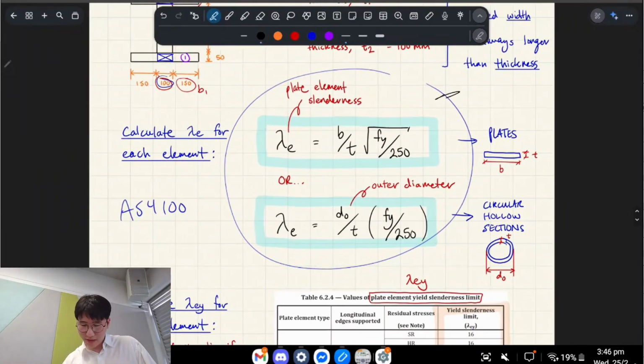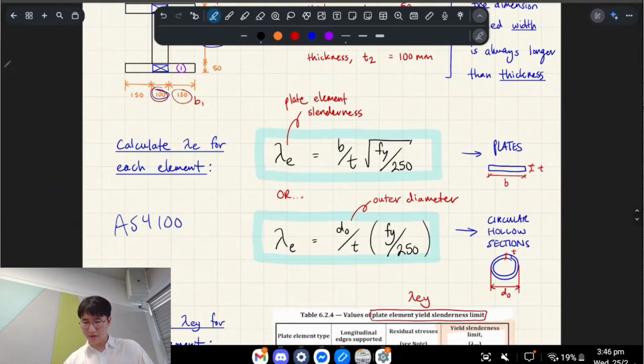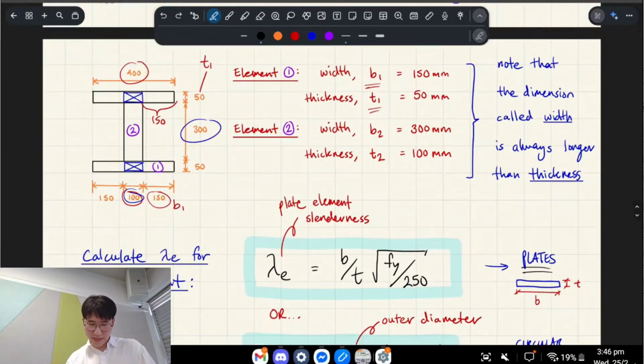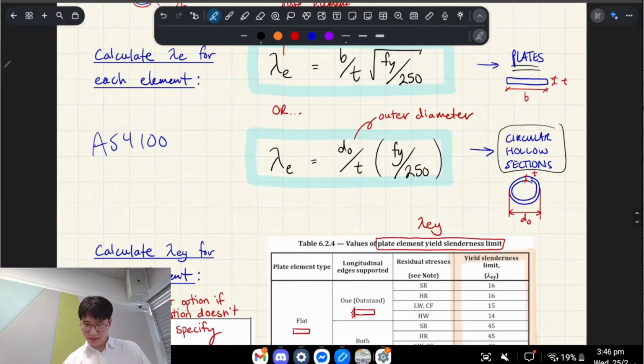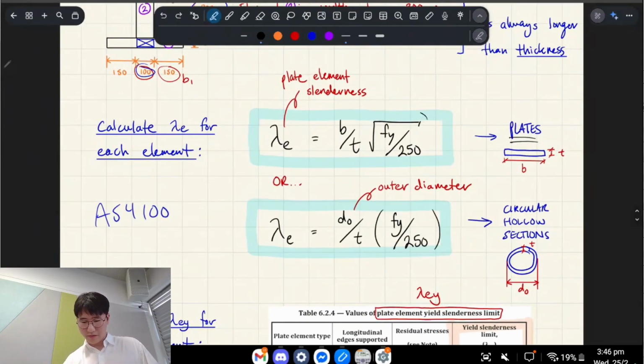We're going to talk about two shapes: plates and circular hollow sections. Anything that's rectangular, we call a plate, and anything that's a circular hollow section is like a hollow tube, like a pipe. What we've talked about so far are just a series of plates. For hollow sections, we use a different ratio: the outer diameter by the thickness of that hollow section, and we do something else with the square root.